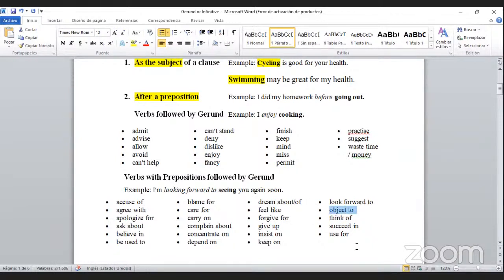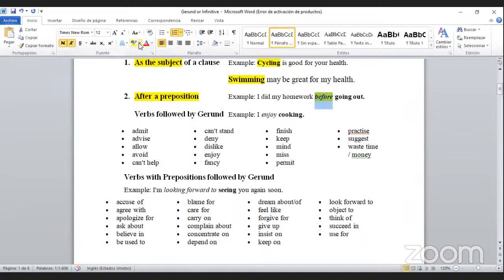So here we can see a list of the most common prepositions, okay? And these are the prepositions we are going to use before a gerund. Like it says here, the gerund after a preposition. So first the preposition, and after, the gerund. For example, here, I did my homework before. Before is a preposition, right?